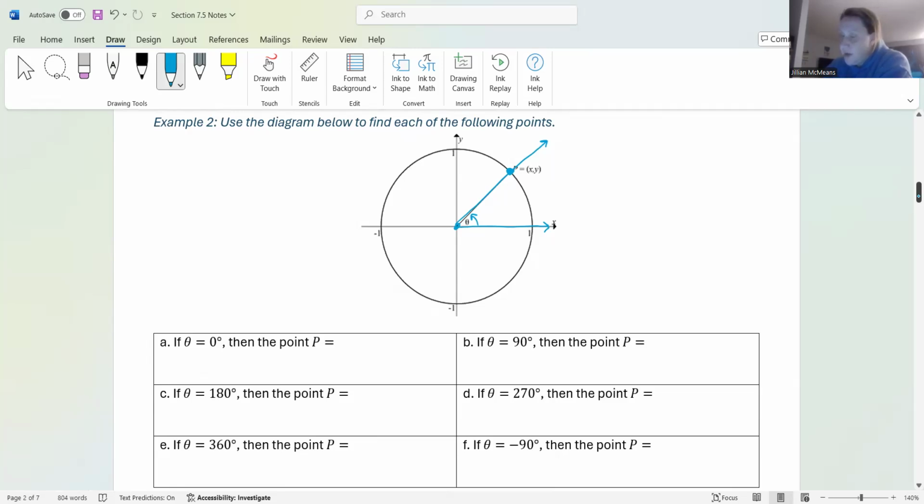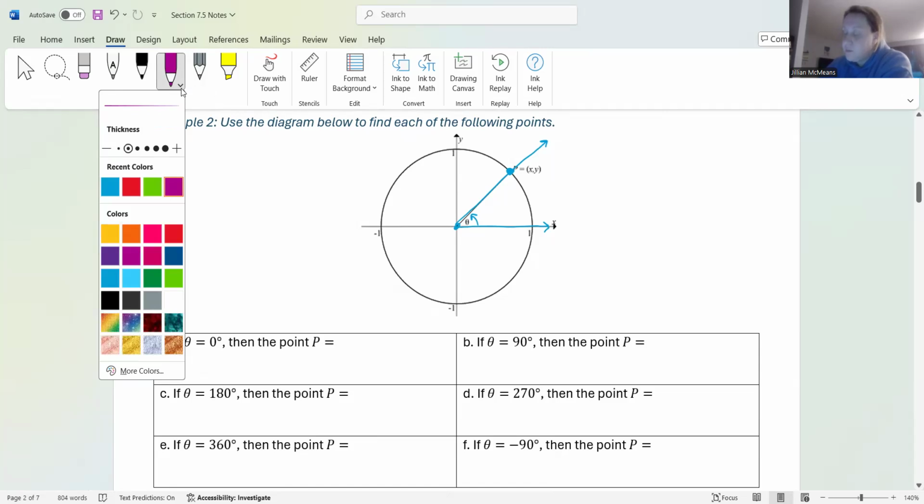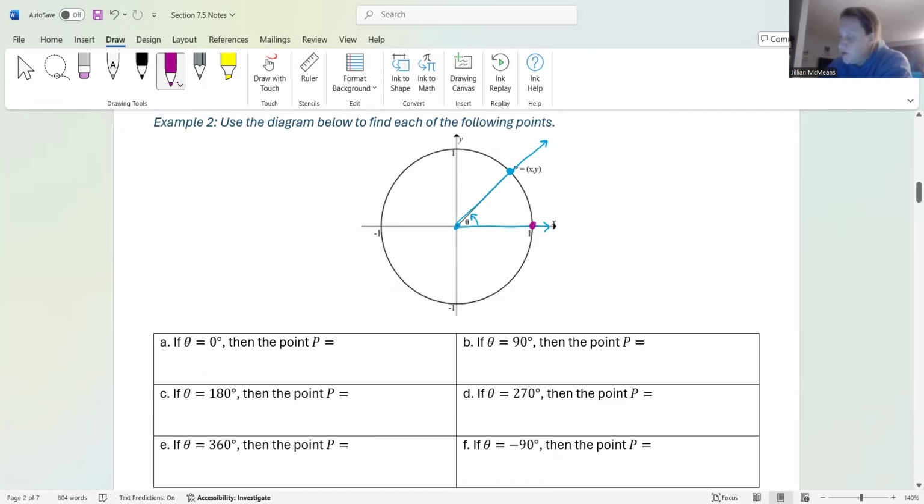So let's do these in purple. If we start with our x and y intercepts, our first intercept is going to be right here. It's an x-intercept, and it's going to be the point (1, 0). This is where the circle crosses the x-axis, okay? Our next one is going to be a y-intercept, where the circle crosses the positive y-axis. It's going to be the point (0, 1). Then we have this one here, which is the point (-1, 0). And then we have this one here, which is the point (0, -1).